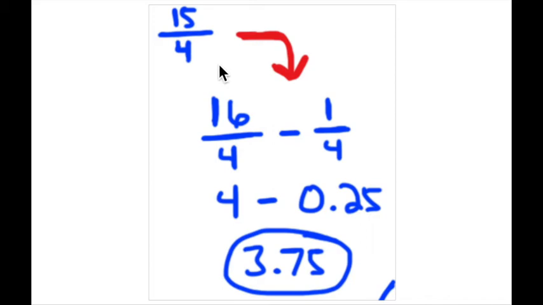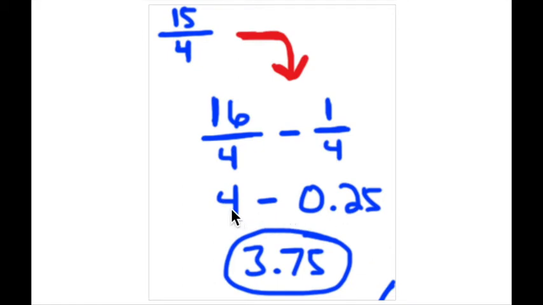I could also write 15/4 as 16/4 minus 1/4. Because isn't 15 the same as 16 minus 1? Well, yeah, it is. Now I can easily divide this by 4. 16 divided by 4 is 4. And then I subtract 1/4, or I subtract 25 hundredths. And I get the same answer, 3 75 hundredths.